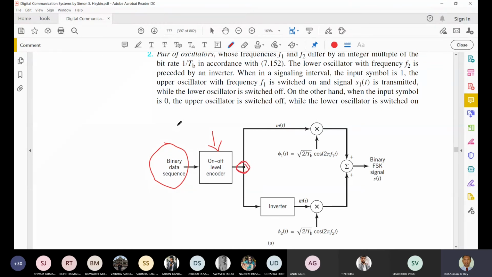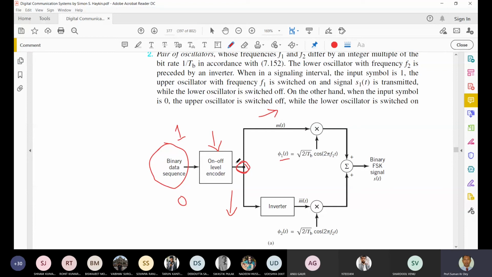So if the value is equal to 1, then it will go there. If it is 0, it will go there. So that means the on-off level encoder is working as a switch for taking the decision where the signal will go. When bit 1 is the input, the message signal will go there and it will multiply with the phi 1(t).